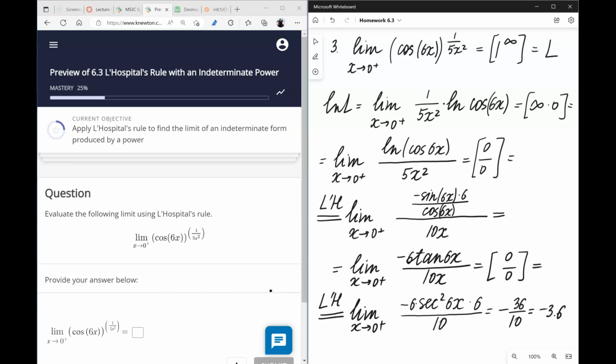So remember, this is just ln of L. L would be equal to e to the power negative 3.6.